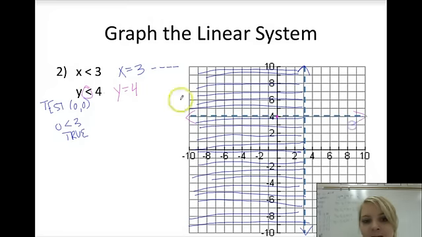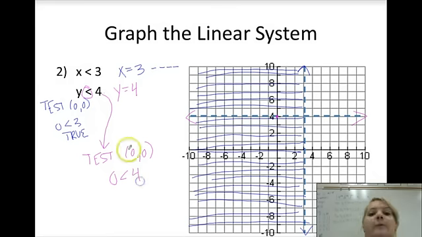And we're going to take a look at testing. Once again, I'm going to test 0, 0. So we get 0 is less than 4, which is true. So we're shading below the boundary line to include the point 0, 0.